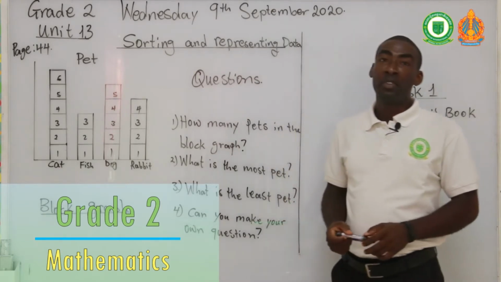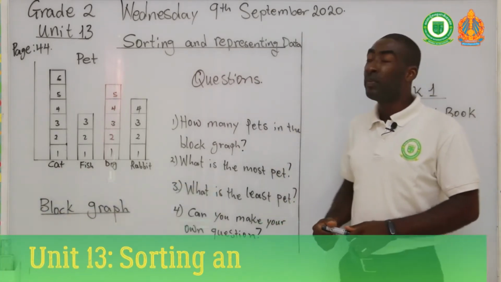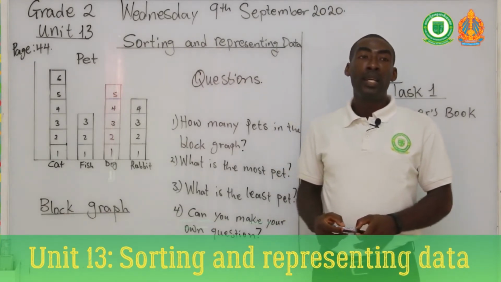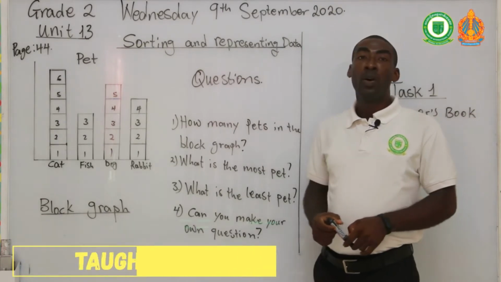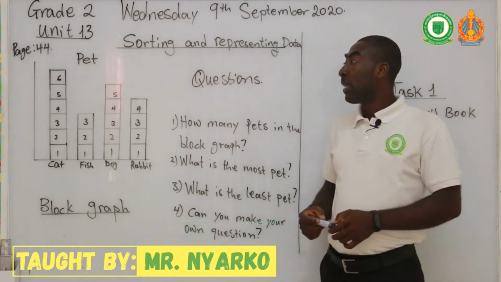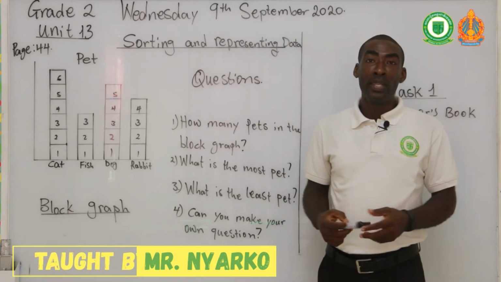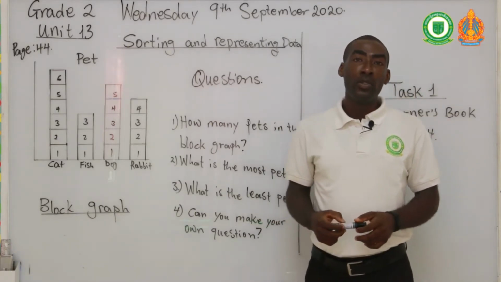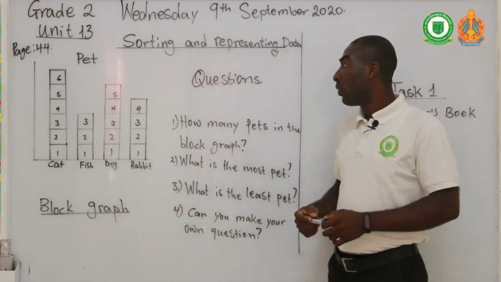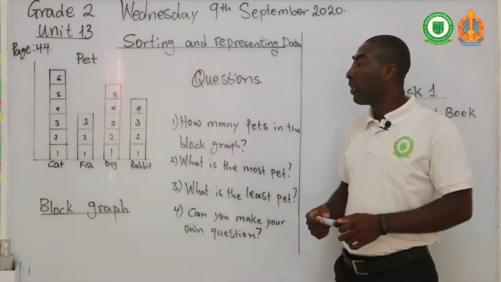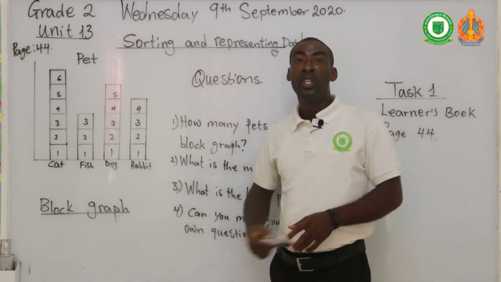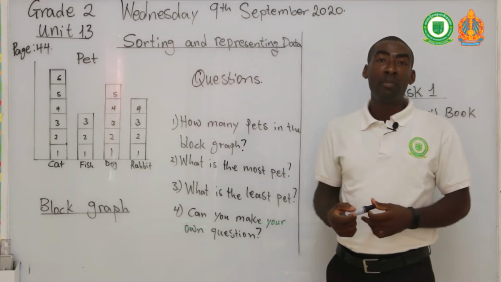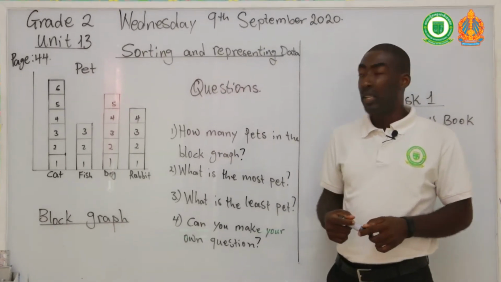Today we will pick our lesson from Unit 13 and we will handle sorting and representing data. Data is something that we always deal with in our lives, but how to sort it sometimes becomes a challenge, and how to represent it for people to understand also becomes a challenge. So as young as you are, today we're going to use the block graph to explain how we can sort out data and represent it for people to understand.